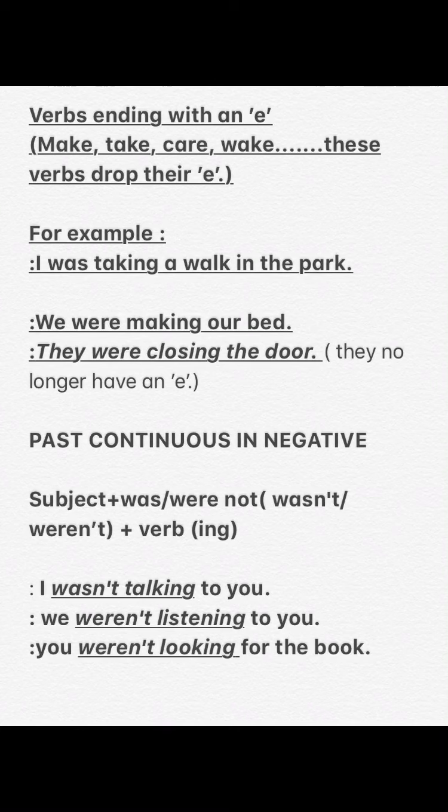Now let's learn past continuous in negative. The formation is subject plus was not, were not. You can also alternate with wasn't or weren't plus verb in ing form. 3 examples have been given. I wasn't talking to you. We weren't listening to you. You weren't looking for the book. So I hope you understood.